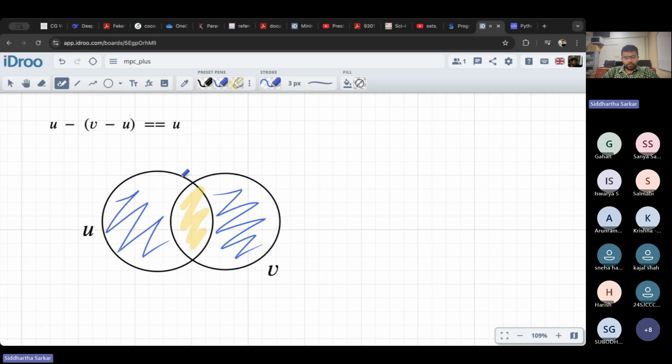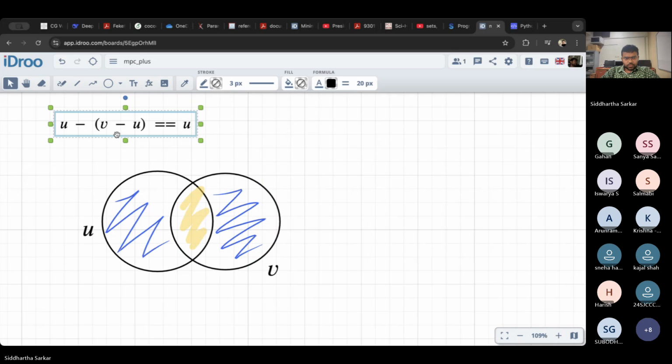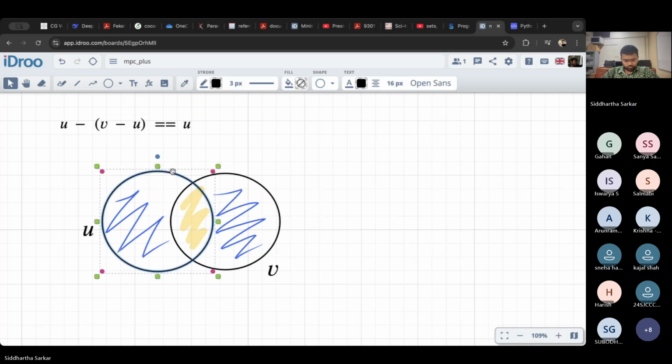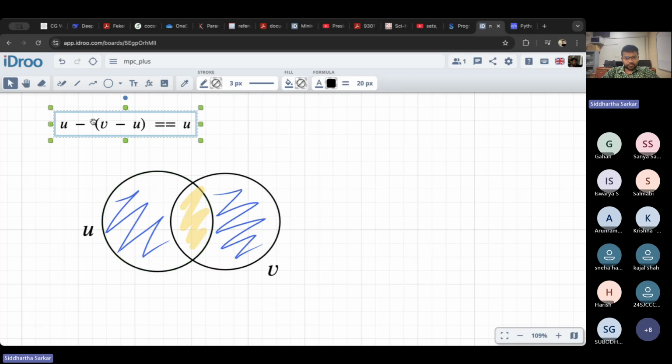So now we try to evaluate this expression, that what happens here. So right hand side is clear. Right hand side is the entire circle U. Okay, so let's do the left hand side.